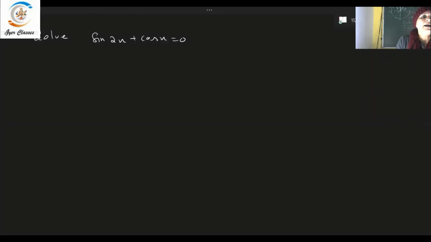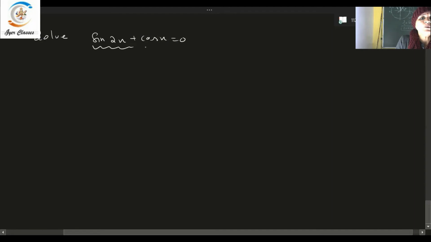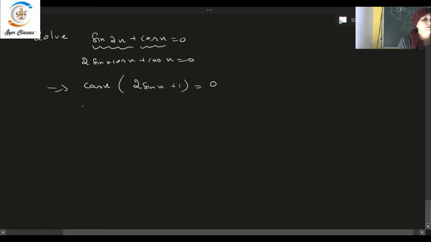Son, if we said sin 2x plus cos x is equal to 0, I haven't taught you any formula for this. Did I? We can do it. What can we write sin 2x as? 2 sin x cos x plus cos x is equal to 0. So you can take cos x common: cos x times (2 sin x plus 1) is equal to 0. So cos x is equal to 0 and 2 times sin x plus 1 is equal to 0. So what was the value of x? (2n plus 1) into pi by 2.